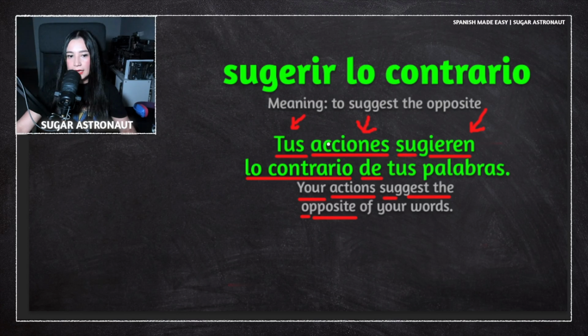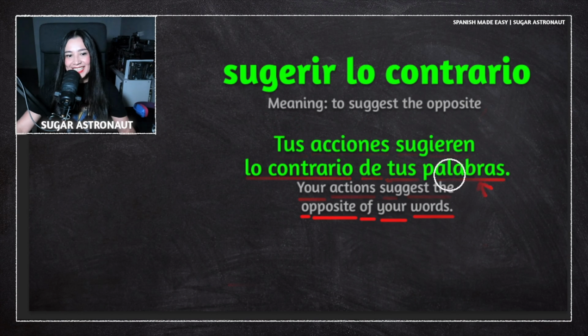De, of. Tus, your, plural again, the same one as over here, because we have a plural noun. Palabras means words. Tus acciones sugieren lo contrario de tus palabras. Your actions suggest the opposite of your words. This is a great example.